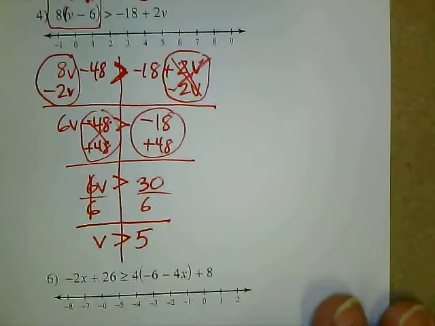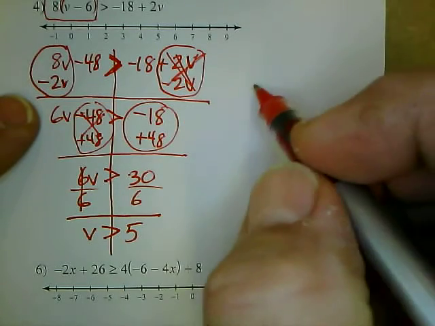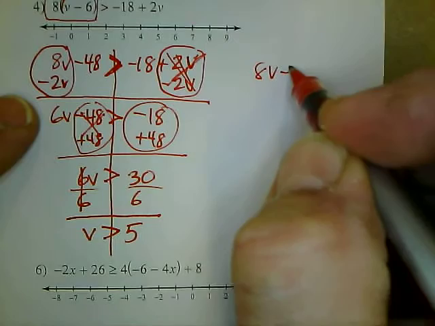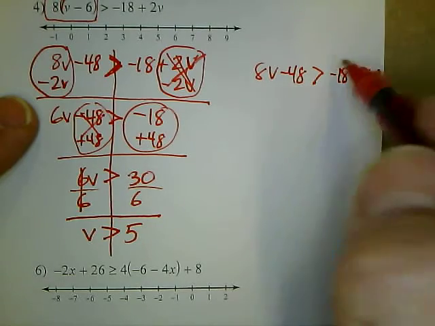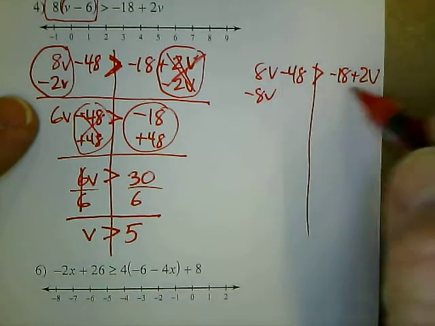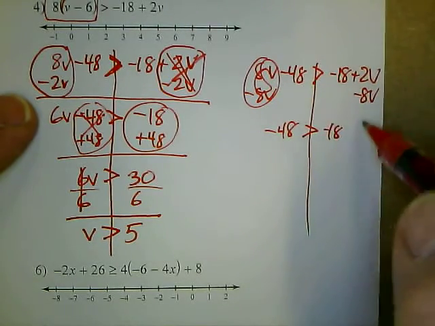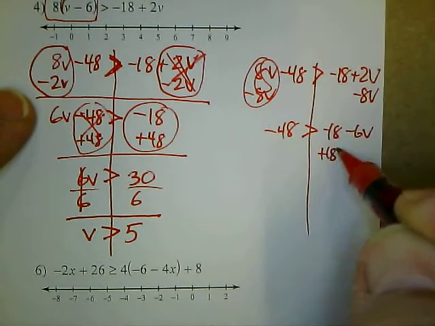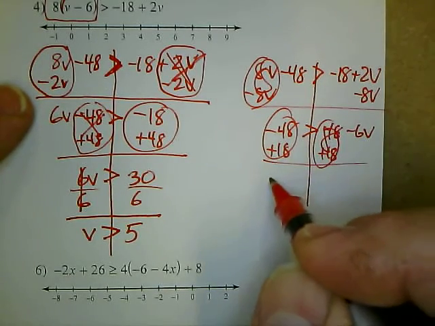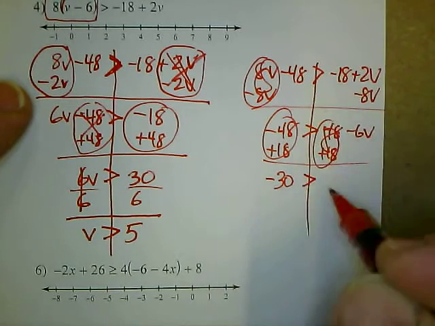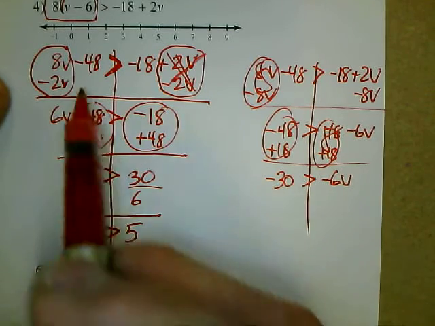Now, real quick, I want to show you, because some of you are looking at that going, well, why would you flip the sign? That doesn't make any sense, because then that would be backwards. No, it wouldn't. Because if I decided to go ahead and take negative 8v, that would be going to have negative 48 minus 18, and this would be minus 6v. I would add 18 to both sides. That would be gone. I would have negative 30 here and negative 6v. Do you see the difference? You see why I don't like going this route over here?